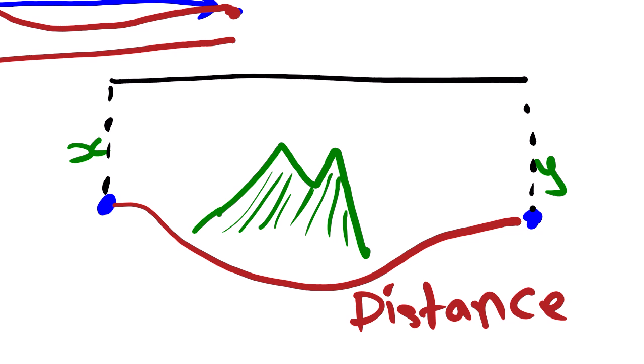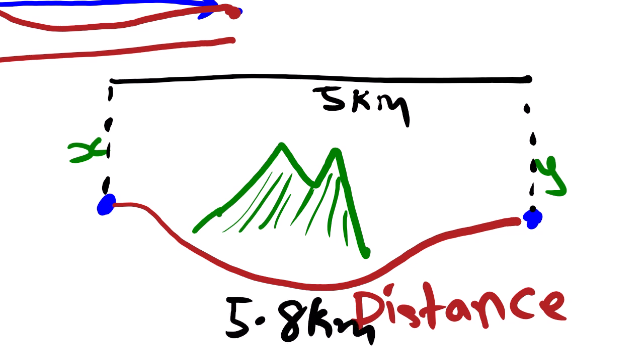So this point to this point is what? Let's just say here is 5 kilometers, while this one will be something like 5.8 kilometers. That means we have 0.8 kilometer more than the displacement. So displacement is just going straight to the point from the initial position to the final position with no deviation, just going in a straight line.